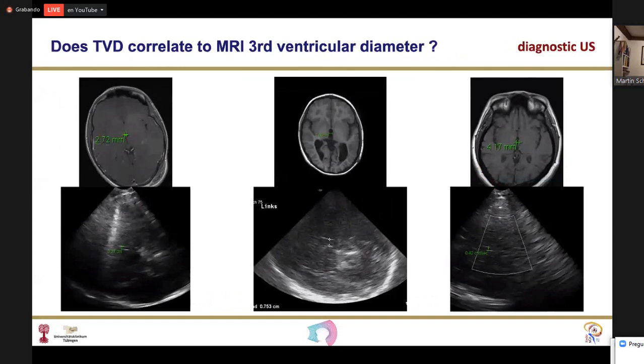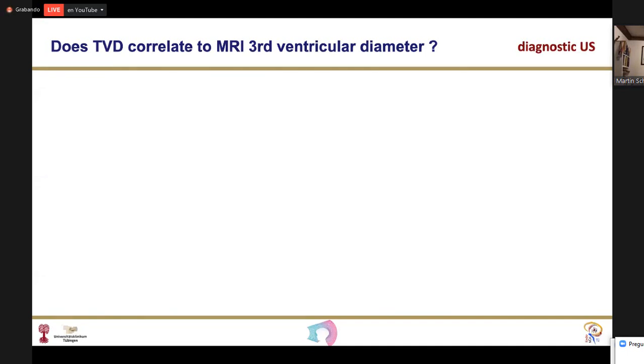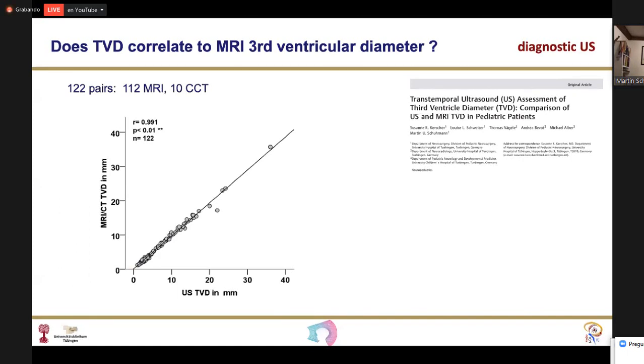The next question, if you want to use this, is does TVD actually correlate with the gold standard, which is now the MRI? And here we have three examples of TVD. In the lower ultrasound, you again see between the two little asterisks, you see the two walls of the third ventricle, and it looks quite well. We have investigated this scientifically. Susanne, again, with Luise Schweitzer, our medical student, and they looked at 122 pairs of MRIs and ultrasound TVD done at the same time when the MRI was done.